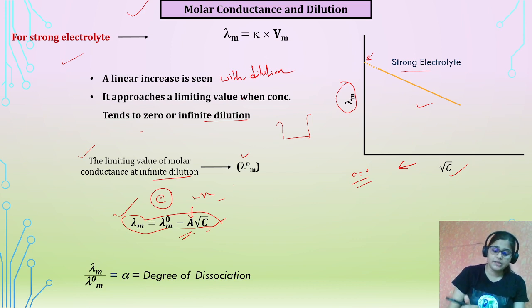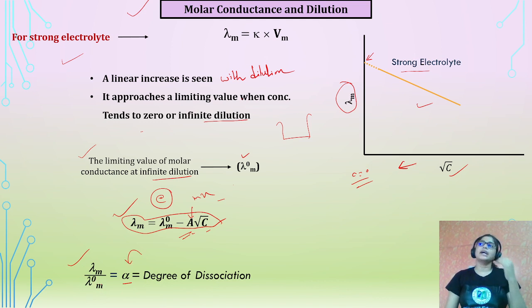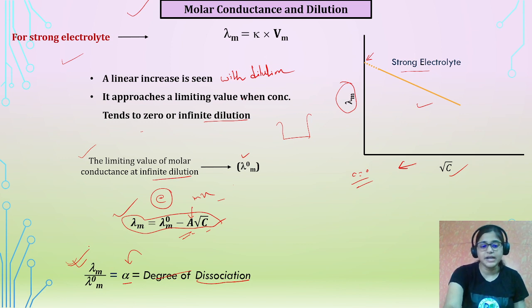Before that, there is another thing. If you see here, lambda M by lambda M0 is alpha. Again alpha came. Lambda M means the molar conductivity at any point, divided by lambda M0, the molar conductivity at infinite dilution, is equal to alpha, the degree of dissociation. We are relating that. See how we are relating the things. This is a very important formula and questions actually come from this formula. Please try to remember that one.